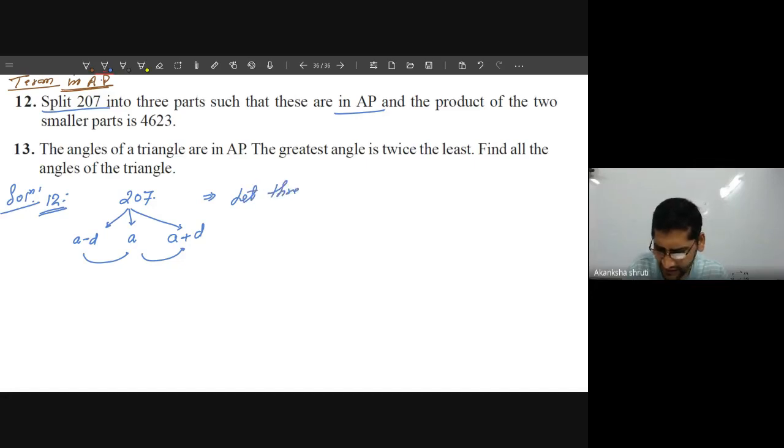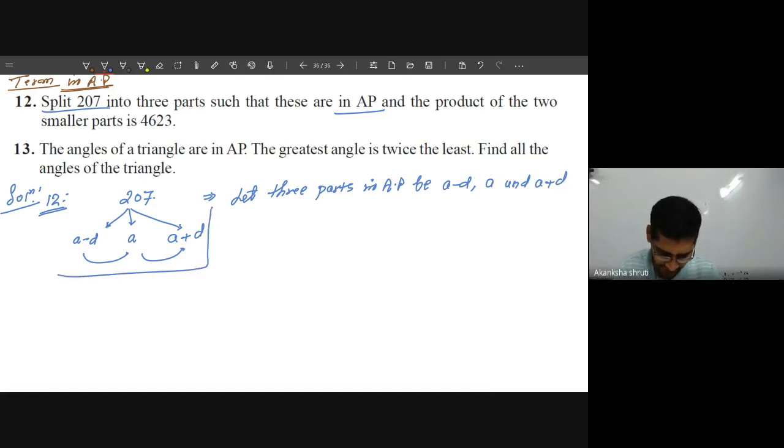let 3 parts in AP be A minus D, A and A plus D. This I had explained. Okay, now according to the question, these are parts of the same number 207. So their addition, A minus D plus A plus A plus D, is going to give us 207.